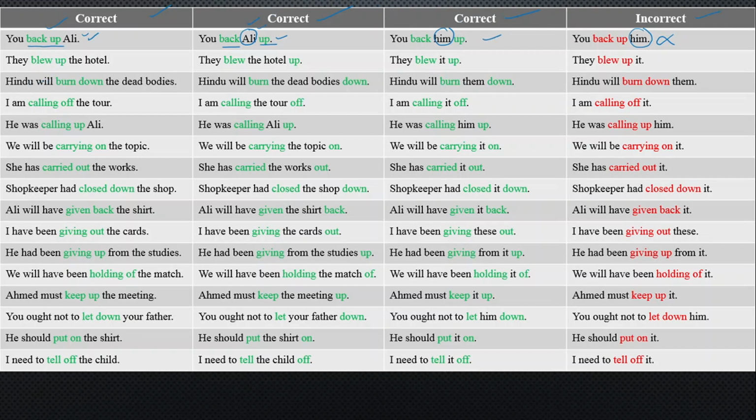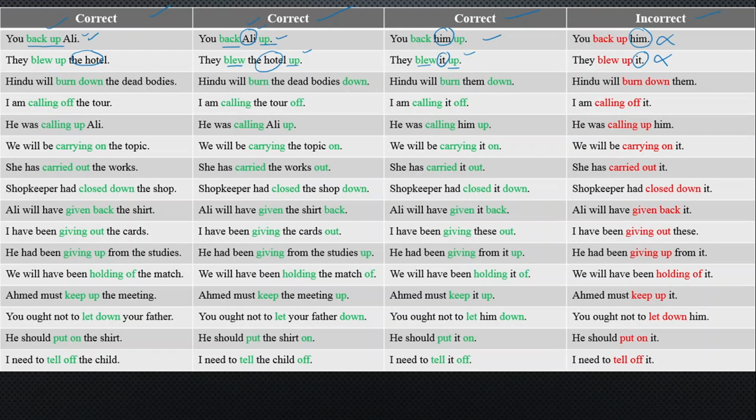See, they blew up the hotel. Hotel you can write at the end, and you can also bring it between the verb and up. Blow up means to spend money uselessly. They blew up the hotel. They blew the hotel up. Both are right. But instead of hotel, we use the pronoun it. So when it comes, your verb and adverb particle must be separated. They blew it up. But if you say they blew up it, it is wrong. Why? Because your object is a pronoun and you must separate them. That's why we call them obligatory separable transitive phrasal verbs.